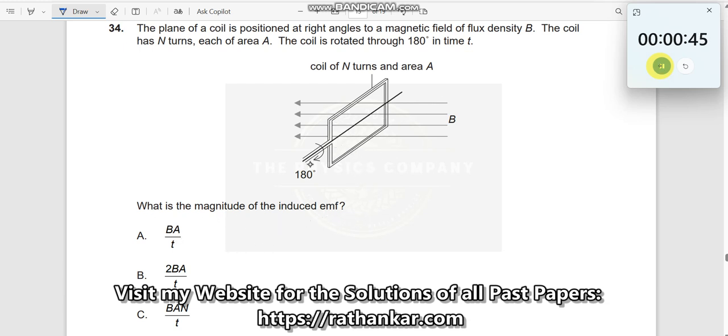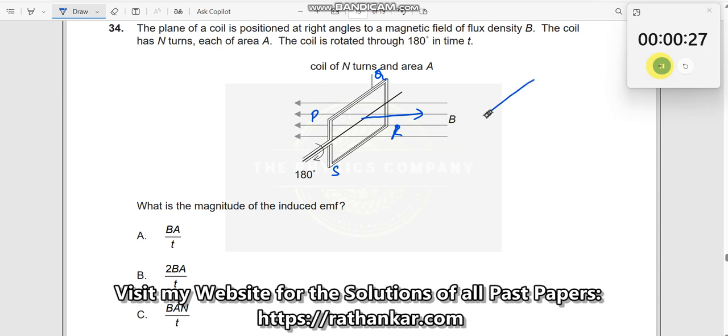Now what we will do is, for this problem, let me first label this coil. Let me call these P, Q, R and S over here. Initially, this is the way it looks, so the area vector is like this. Now in the second configuration, I am going to rotate this by 180 degrees. When I rotate it by 180 degrees, the configuration will look like this over here, right?